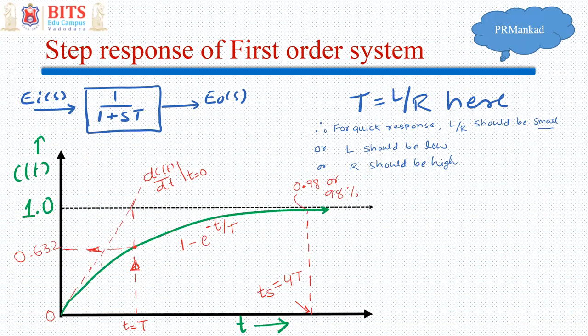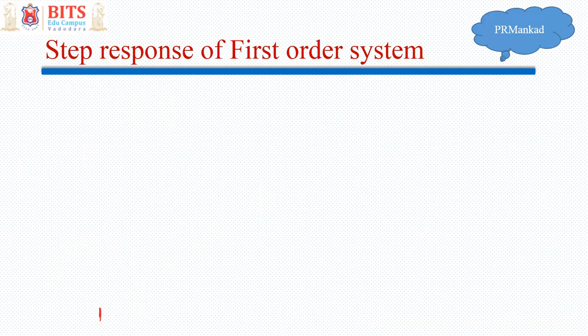As in this case, we have calculated that L and R are the parameters affecting the response. So by designing suitable values of L and R, I can have a quick response, right? So this is how you can study the response, and later on you can modify it also.